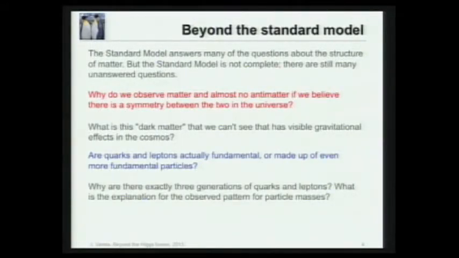In relation to this previous question is this one: what is the exact nature of these three generations of quarks and leptons? I have a table that replicates it with copies of quarks and leptons at increasing mass. And today there is no explanation of this pattern of masses that we observe. And there is another very relevant question, that is to know how gravity fits in all of this. We have no precise idea.